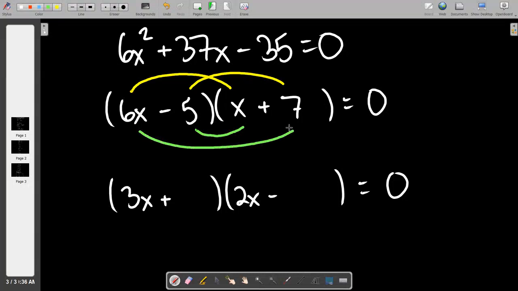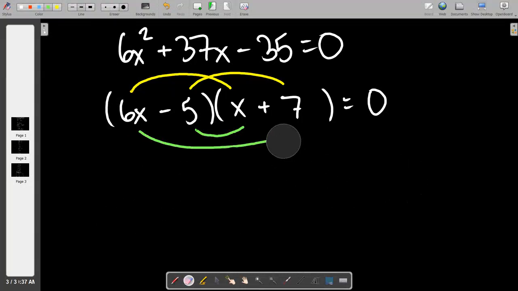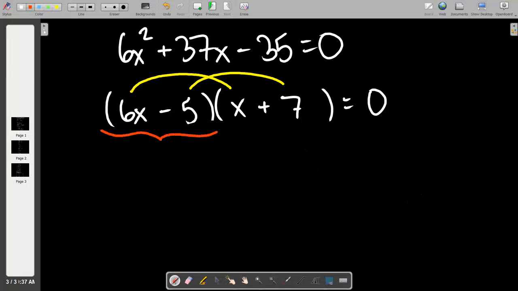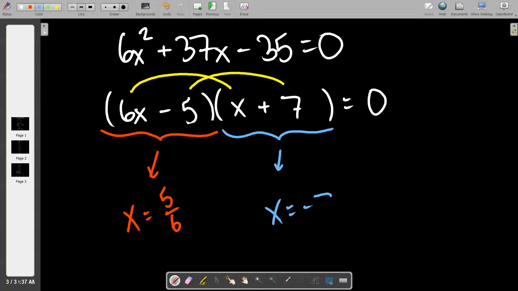Nice job. So there's no need for us to check the second template because we've already found the way, well, Evie helped us find the winning combination. And now the question becomes, what solution do I get from the one that I just underlined? 5 over 6. Very good. And then the one that I'm underlining in blue gives us -7. Very good.